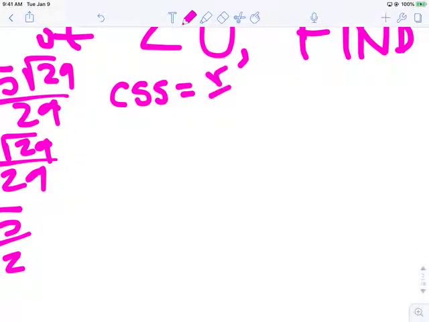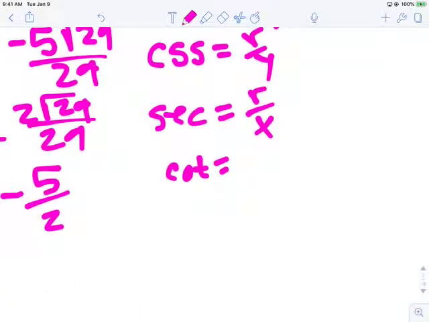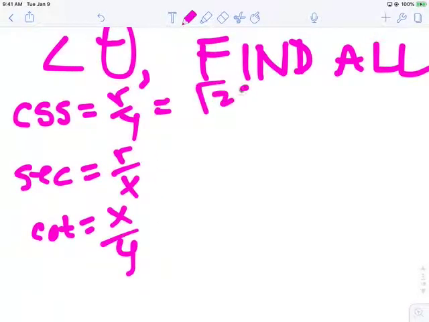the reciprocals, which would be r over y. And this is r over x, and this is x over y. So simple.